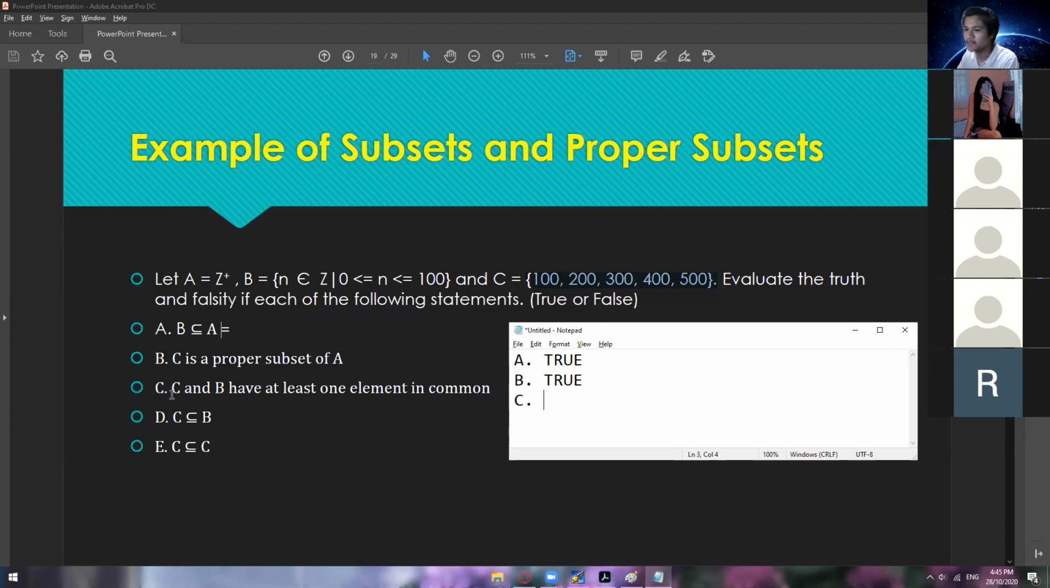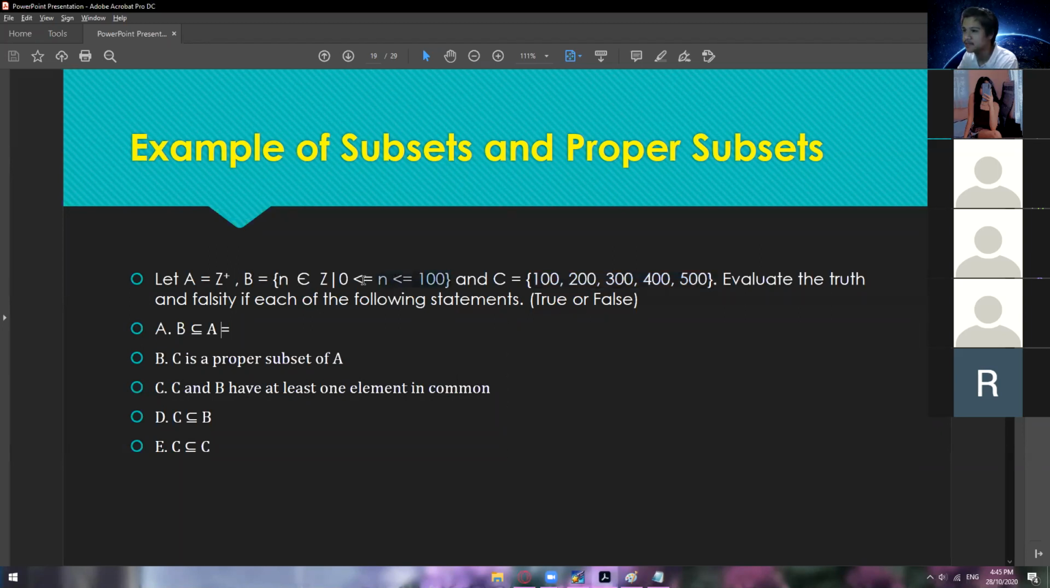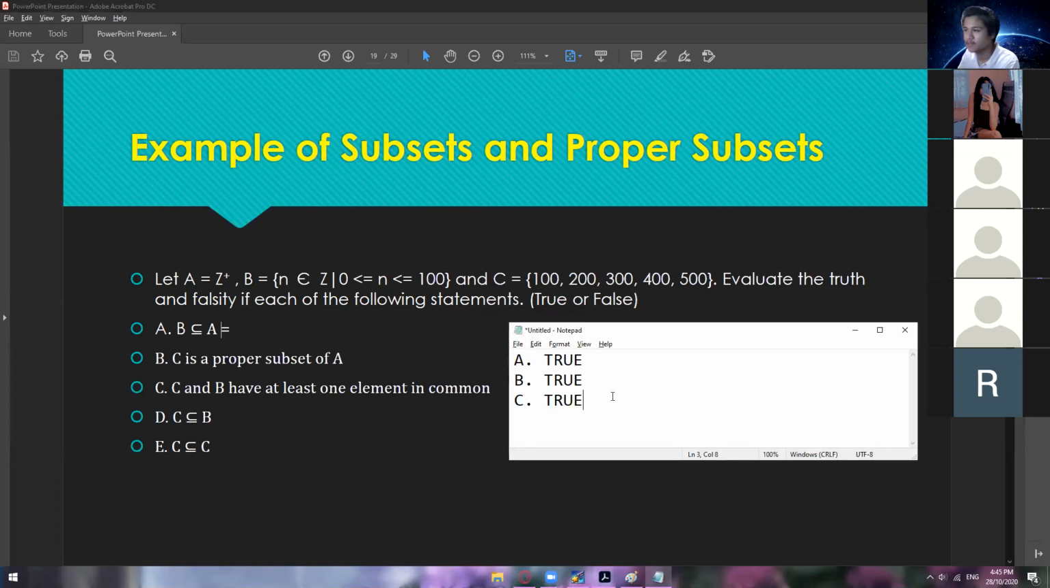How about letter C? C and B have at least one element in common. True. So if you take a look at this one, our elements on set B range from 0 to 100, and C is 100, 200, 300, 400, 500. So in here, they have one common element, which is the 100. Okay, 100 here, and we also have the 100 here. So letter C is true.